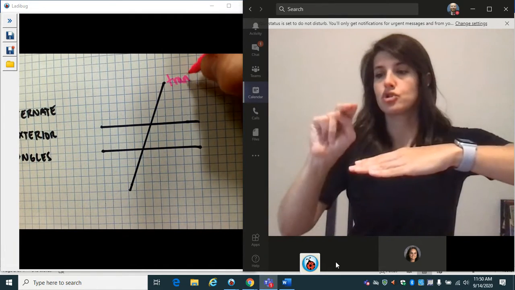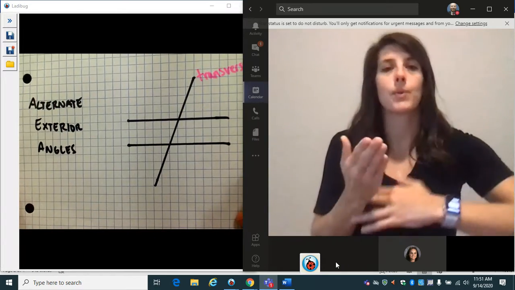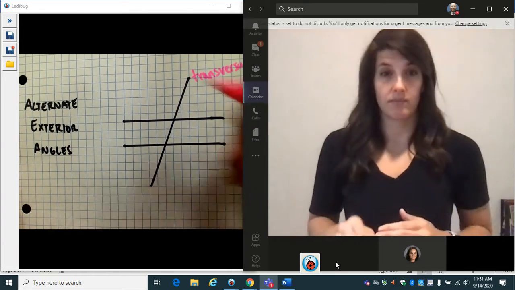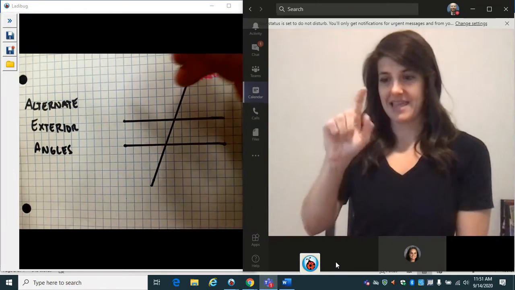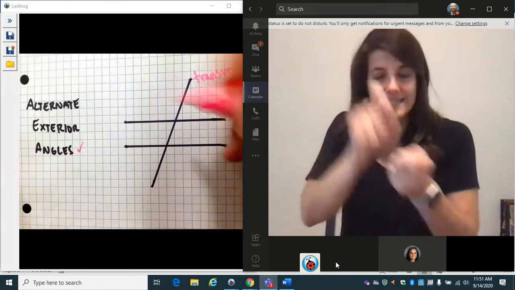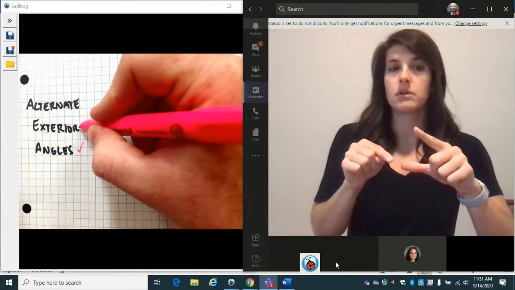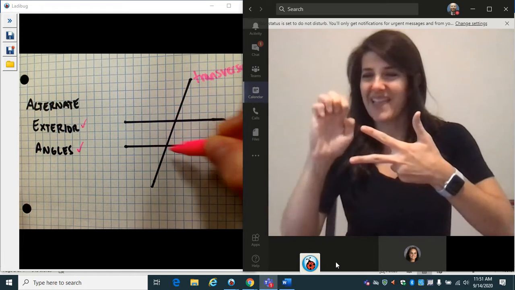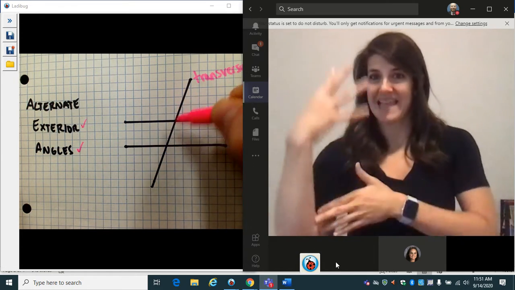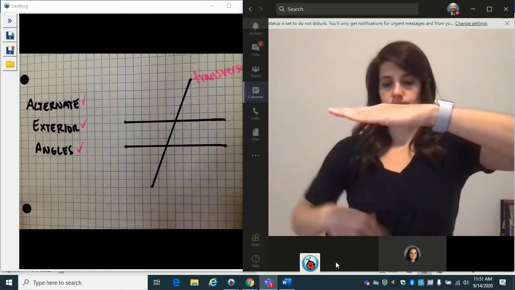a line cutting through it. The name alternate exterior angles tells us exactly what is happening. We are looking at angles, the measure here. We're looking at the exterior, so outside of the parallel lines. So these angles here on the outside of the parallel lines, the exterior. And we're looking at alternates.